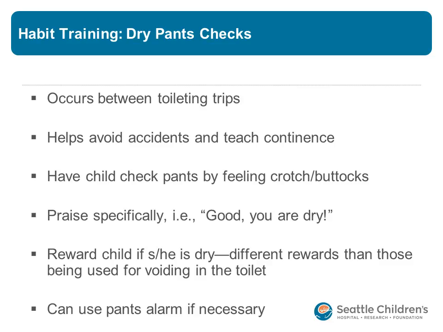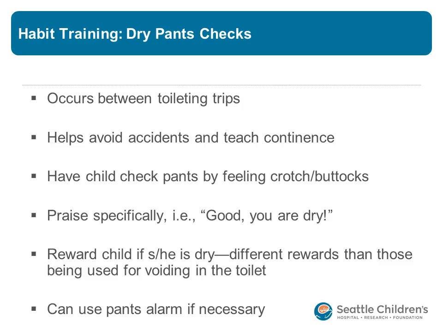Dry pants check is just what it sounds like. It's a very straightforward procedure. It's a procedure that we do in between your trips to the toilet. So while you're waiting for your intervals, which are probably maybe 20 to 30 minutes in between trips to the toilet, you partway through that want to check the child's pants. So all you do is you literally just draw attention to the fact that they're dry.